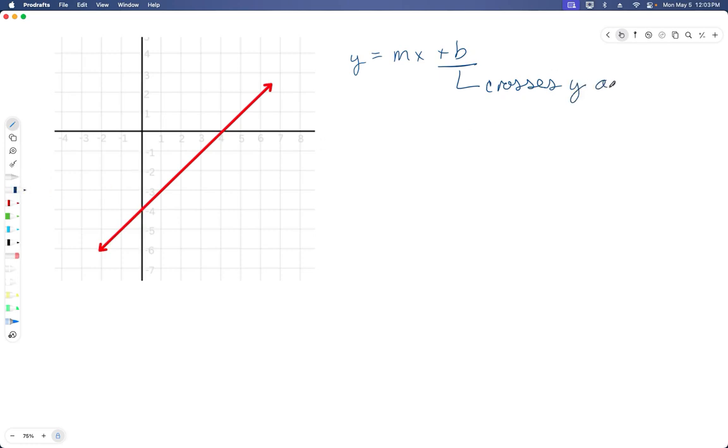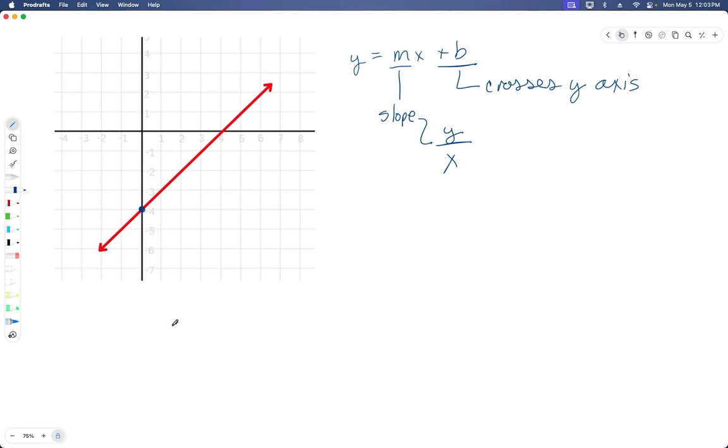Crosses the y-axis. So that's what we're looking for here, the sign and the number. And then this is the slope, and that tells us the y movement over the x movement. Okay, so that's what we're looking for. So what we have to do is find first, where does it cross the y-axis? And that's right here at the -4.